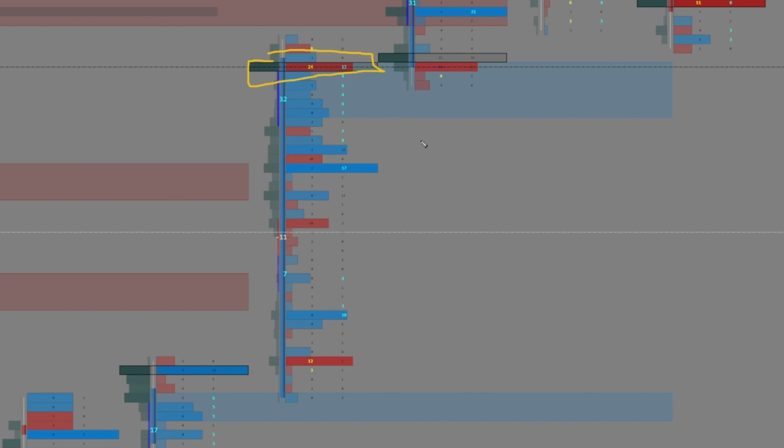The point is, there is a new school and an old school for building footprint. Footprint is a kind of print, like the volume of buyers and sellers inside one candle. It's basically a footprint. Now on the right side of the candle, for example, right here on this very POC, there are 22 sellers. This is the first column on the right of the candle.